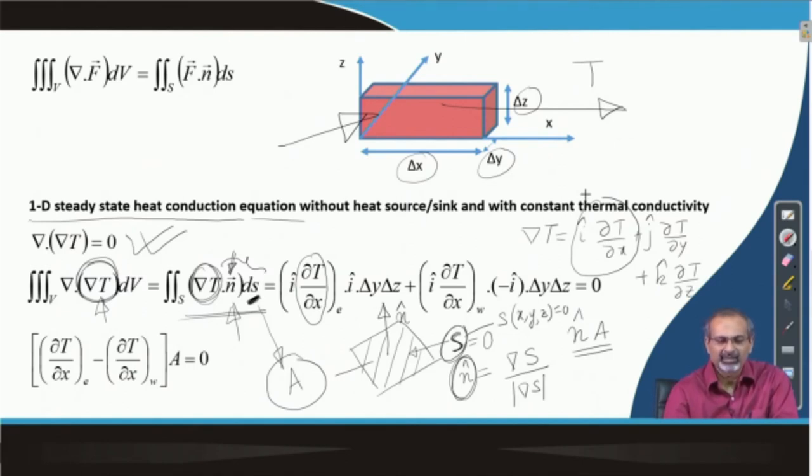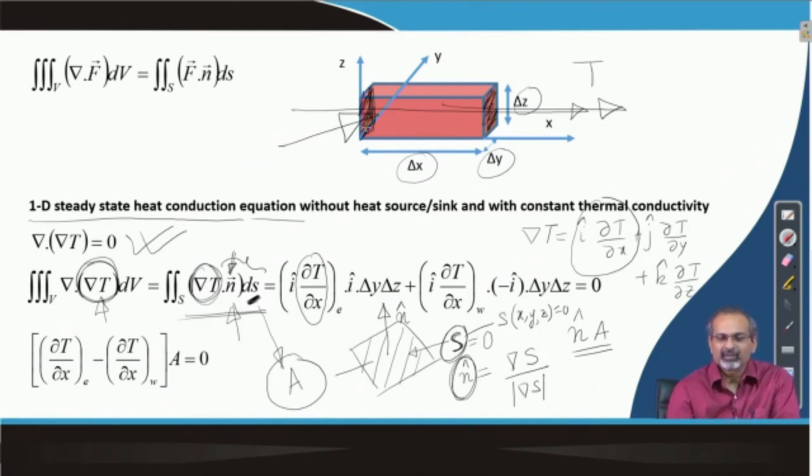And what we have done here is that we tried to figure out which are the faces along which there would be a contribution to the surface flux. So, what we understand is that there is a heat transfer going on in this direction, and then the flux can take place only through this face and the face here.